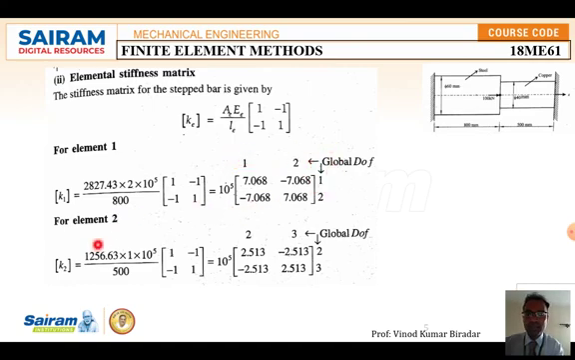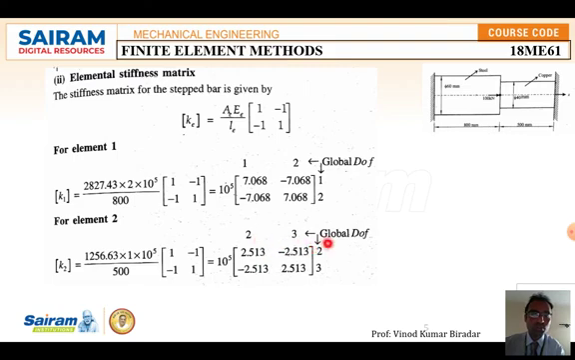For the second element, copper, again you have to use the same formula. Substitute all the values and simplify this equation, and you are going to get 10 to the power of 5 into 2.513. So 2.513 is multiplied inside this matrix, and you get 10 to the power of 5 times [2.513 -2.513; -2.513 2.513] and so on. Since element 2 belongs to nodes 2 and 3, the node numbers are 2 and 3.